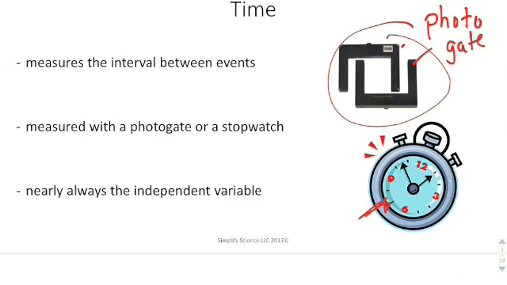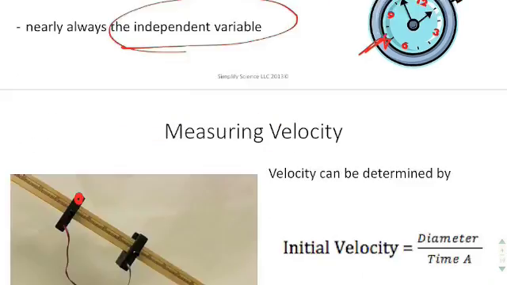Because time isn't really affected by a lot of things, we generally say that time is almost always the independent variable. In fact, in this class, there are going to be no experiments where we have time as a dependent variable, because you can't change time in any particular experimental setup that we do. So because of that, we can go ahead and go from there. We can say, well, what about velocity?